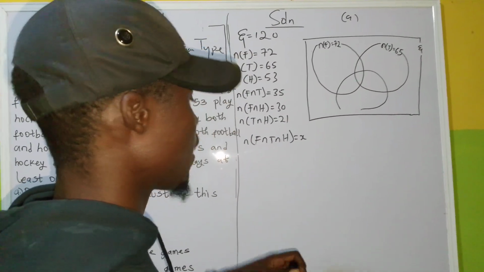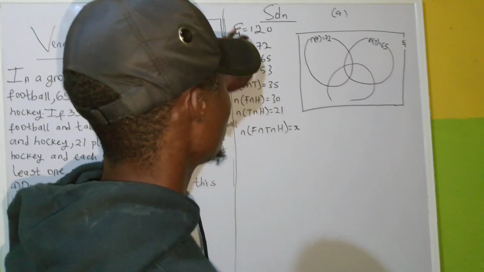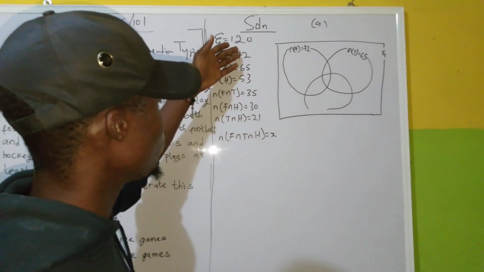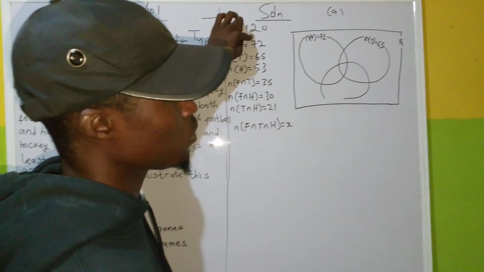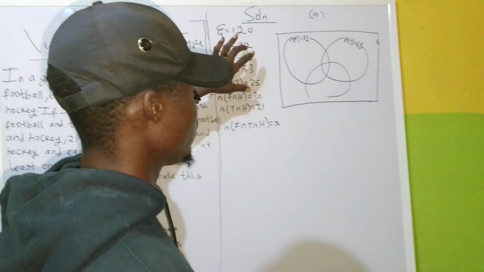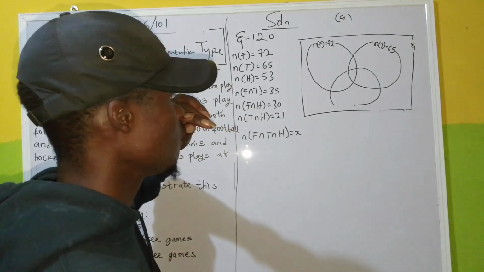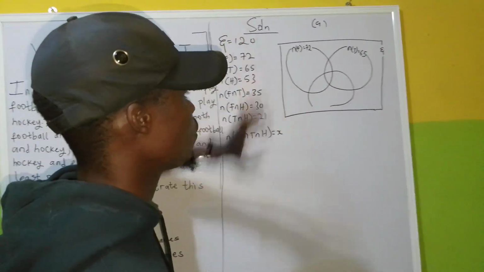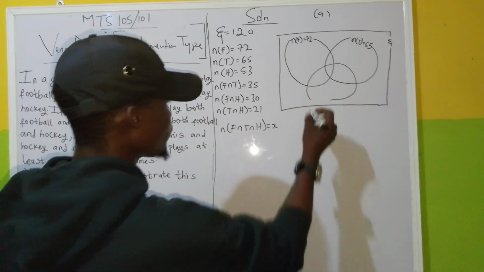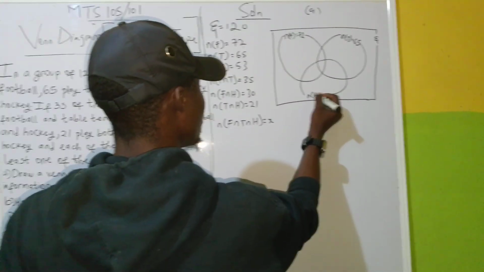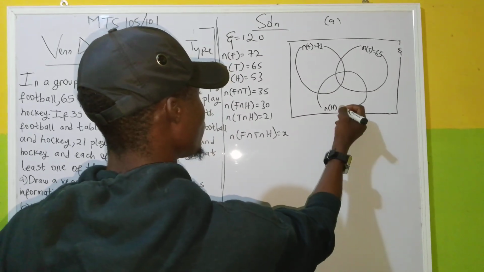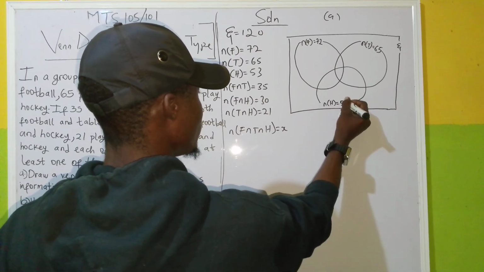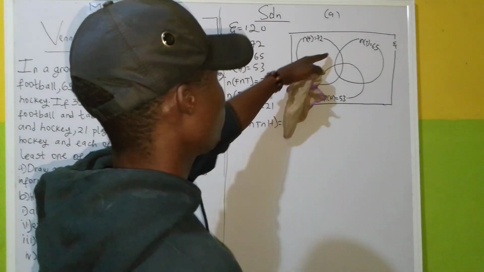I'm not writing inside because all these values they are giving us are not the real values. Because at the end of the day, if we add up the whole of what we have here, it will be greater than this 120. So that is how you know that it's not a real value. They are just temporary values for you to get the actual values that will lead to the summation of this. So number of H, what do we have? Don't write it inside, so we write it here. We have 53, number of hockey.